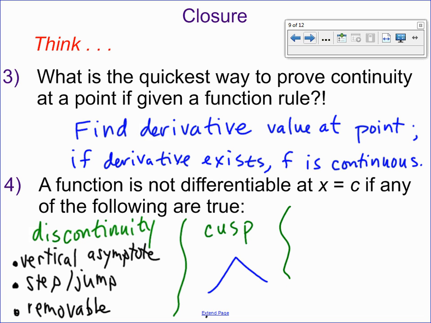But there's still one other thing, right? What else is out there that would cause a function to not be differentiable? And yet no cusp. Sophia? Is it the vertical? It is a vertical tangent. So with a vertical tangent, my derivative is undefined because of vertical slope, right? The vertical tangent has an undefined slope. So vertical tangent.